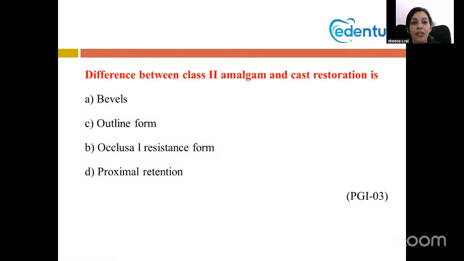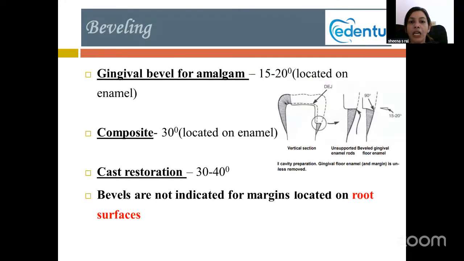Next question. The difference between a class 2 amalgam and cast restoration, we have already studied, is actually the bevels. We know that in cast restoration, there is more of a bevel when compared to that of a class 2 amalgam. So talking about bevel, as I told, gingival bevel is 15 to 20. It is twice in the case of a cast restoration, that is 30 to 40. In composite, it is 30 degrees. A very important thing I've already discussed in the last class, beveling is not indicated in a margin situated on root surfaces. Please keep in mind.